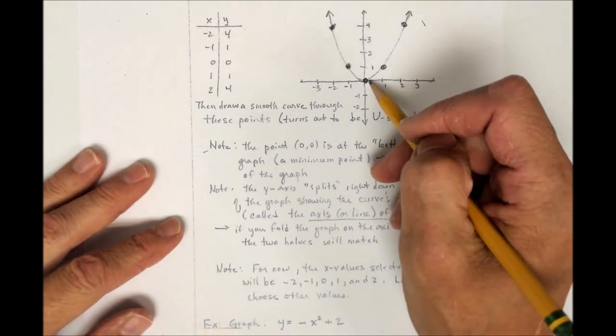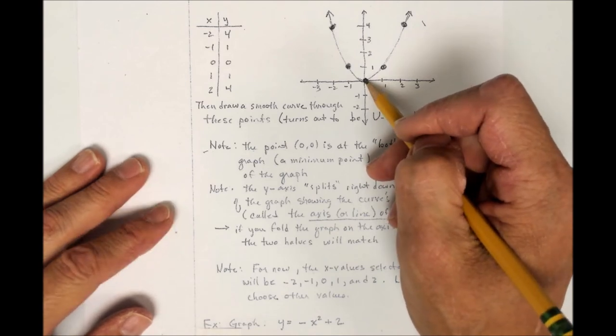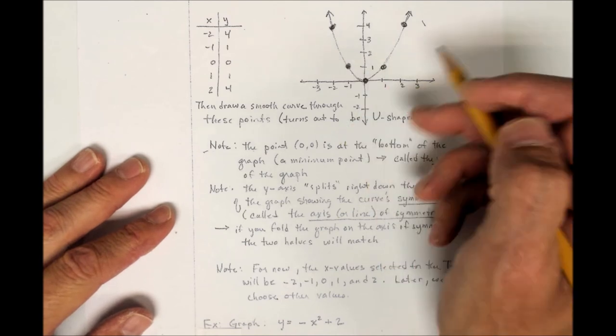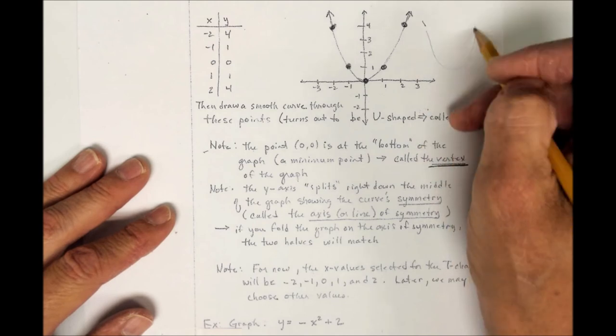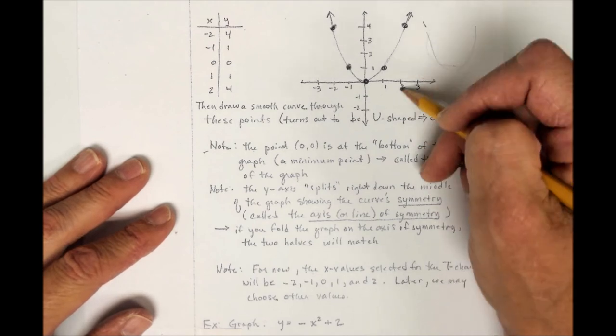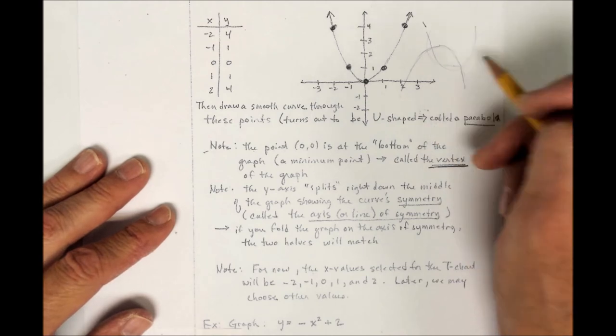But this point that's sitting down here at the bottom has the smallest y value of any point on there. We sometimes call that a minimum point, or for a parabola, we call it the vertex. So you can have parabolas that open upward and the vertex is a minimum point. You can have parabolas that are inverted and open downward, like an upside down U, and then the vertex is sitting up on top of the hill and we call that a maximum.